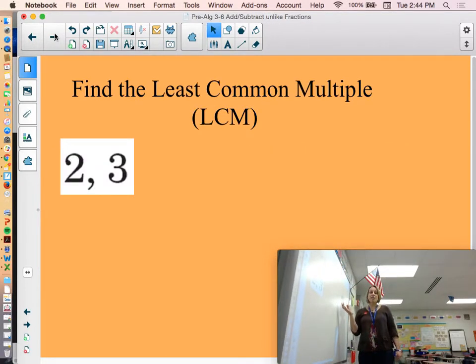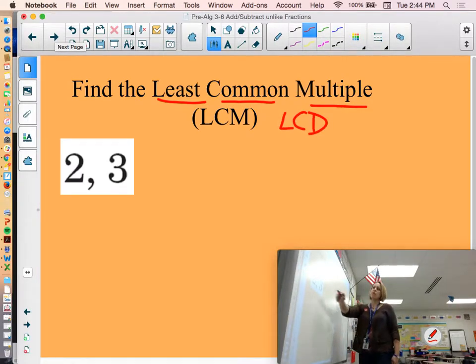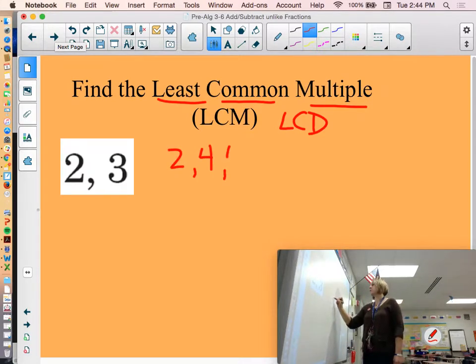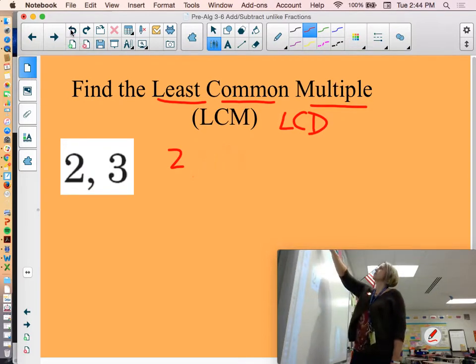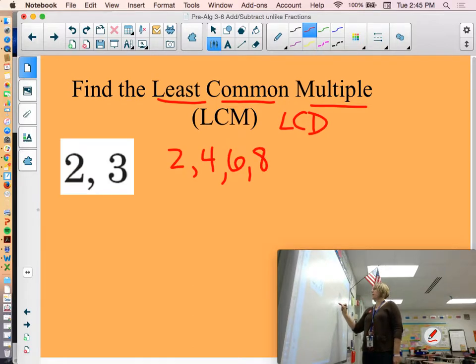So to find a common denominator, first you need to remember what the least common multiple was, LCM, which is the same as finding the least common denominator. So if I have numbers 2 and 3, I might list out possibilities, and maybe this is what you did last year. 2 times 1 is 2, 2 times 2 is 4, 2 times 3 is 6, 2 times 4 is 8, and so on. And you could just list them like this, or you could also make them in tables, which we're going to do later.